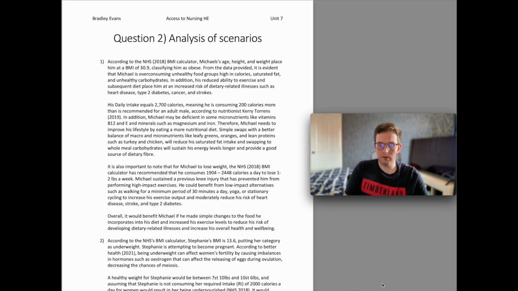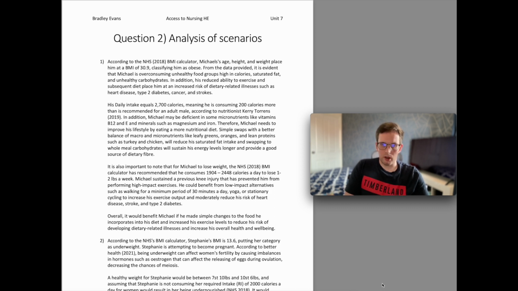Therefore, Michael needs to improve his lifestyle by eating a more nutritional diet. Simple swaps with a better balance of macro and micronutrients such as leafy greens, oranges, and lean proteins like turkey and chicken will reduce his saturated fat intake, and swapping to wholemeal carbohydrates will sustain his energy levels, hunger, and provide a good nutrition dietary fibre.